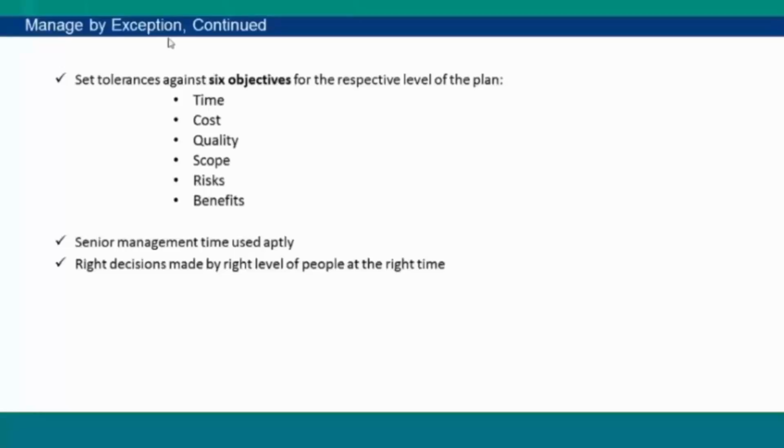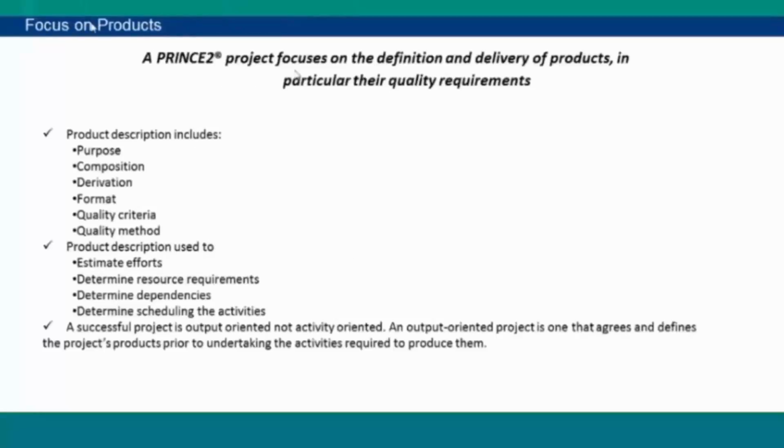Okay, then we have focus on product. Focus on product focuses on the definition and delivery of products, in particular their quality requirements. If I am talking about quality, there are many definitions. Just go through Google, just find two quality definitions. One I'm telling you according to one theory: conformance to requirement. Whatever requirement I have from the customer, I'm confirming that the same thing I'm delivering to you, within scope, within time, within cost. That is also quality.